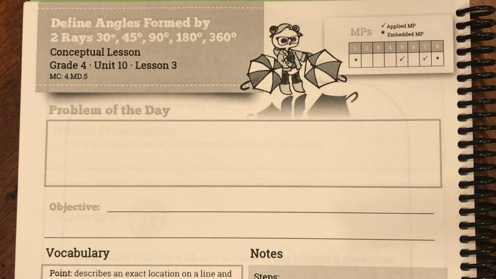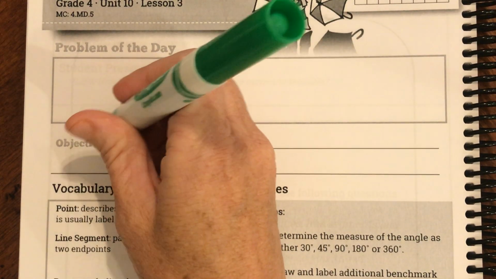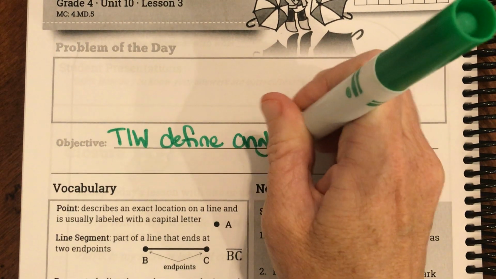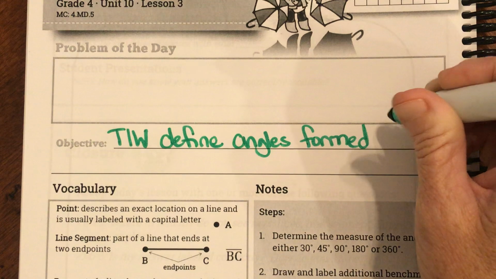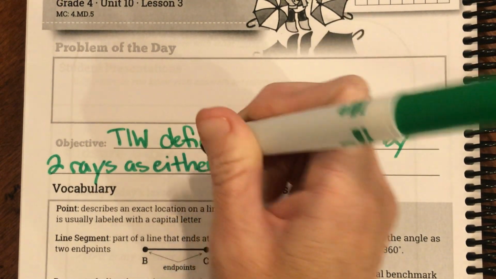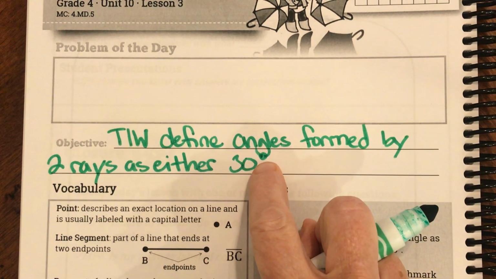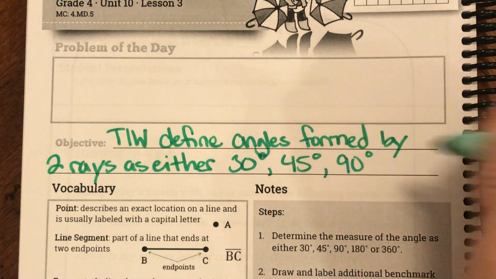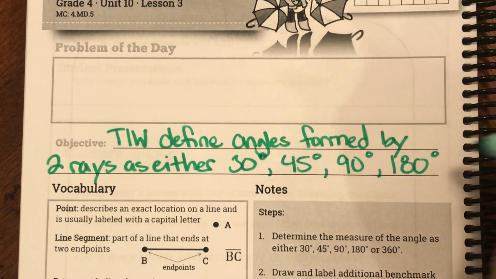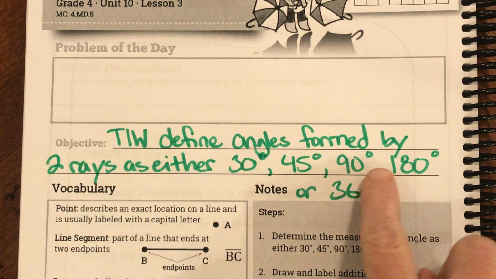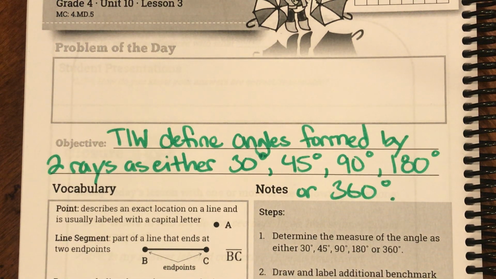Okay, so our goal today, or our objective is, today I will define angles formed by two rays as either 30 degrees. So notice there's a little circle up there. It should be open. 45 degrees, 90 degrees, 180 degrees, or 360 degrees, period. So that open circle that's small and in the top right hand corner, that stands for the word degrees. Okay, so we'll talk more about what those actually look like in a moment.